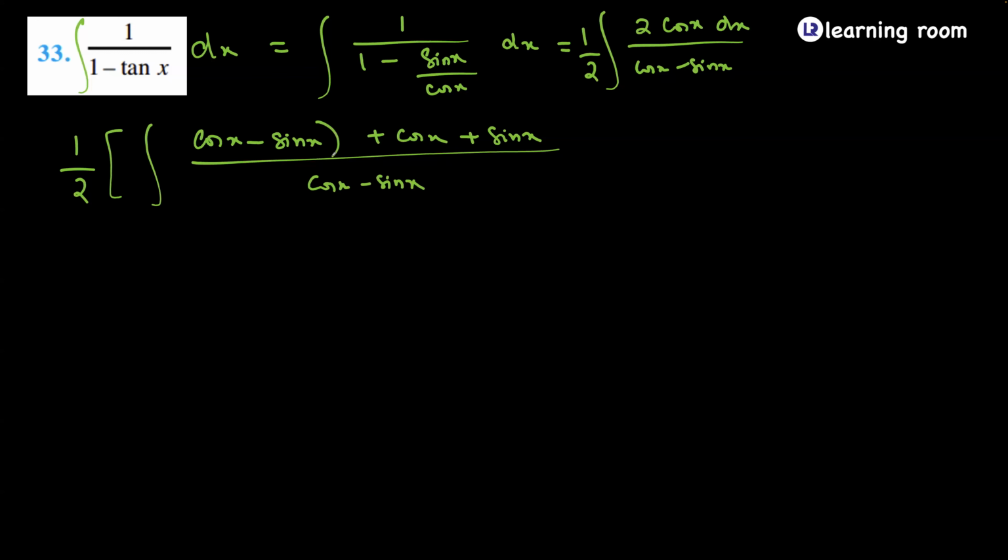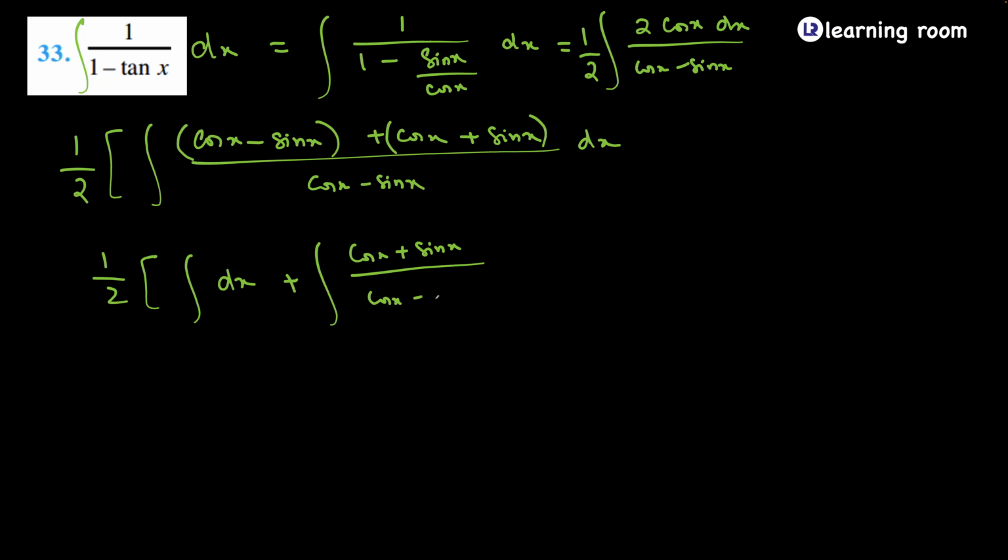So this will be one term. This will be another term times dx. Am I right? So what will it be? Half into integral of cos x minus sin x by cos x minus sin x is 1 times dx, plus integral of cos x plus sin x by cos x minus sin x dx is equal to, okay.